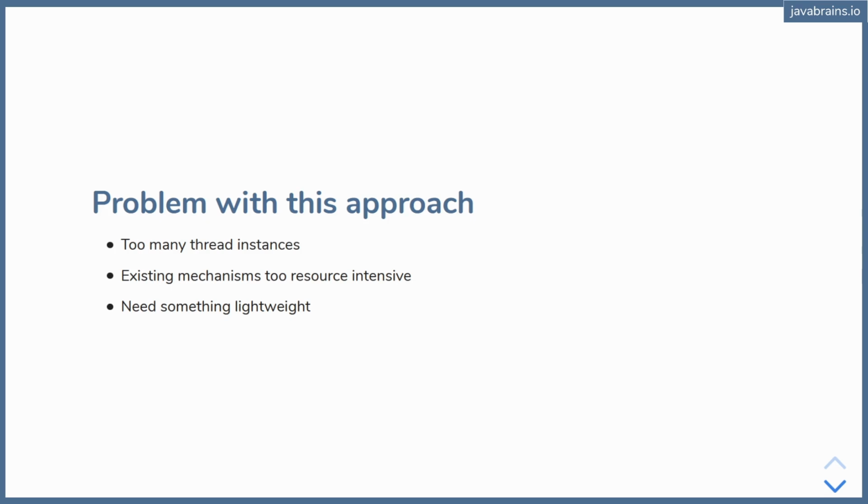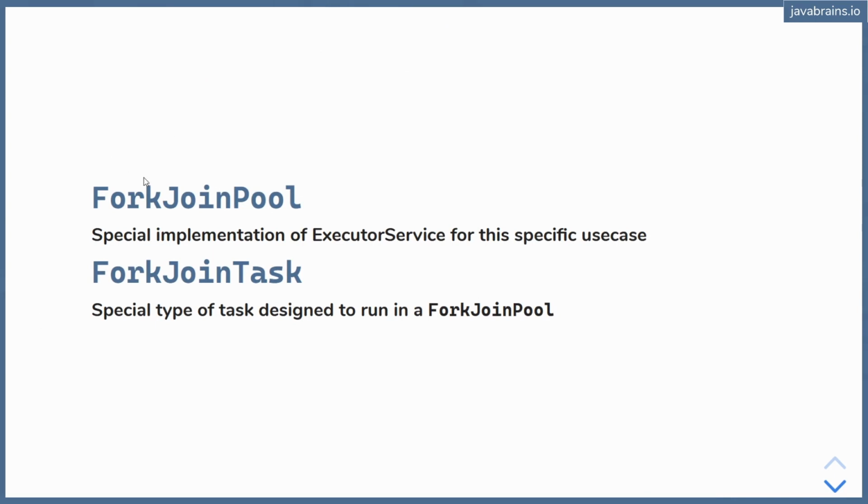All right. So the Java APIs have an answer for this. And the answer is something called the fork join pool. Okay, so fork join pool is a special implementation of the executor service that we've been seeing all along, that we know and love by this point.